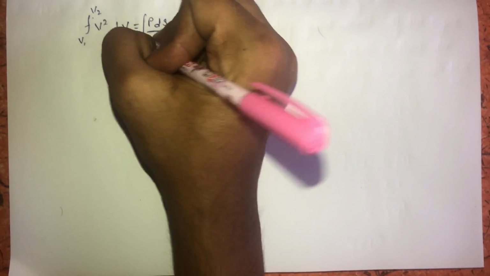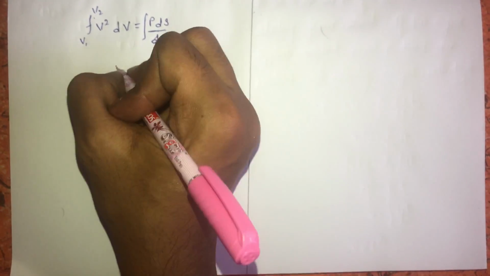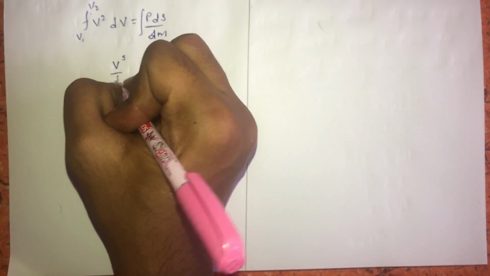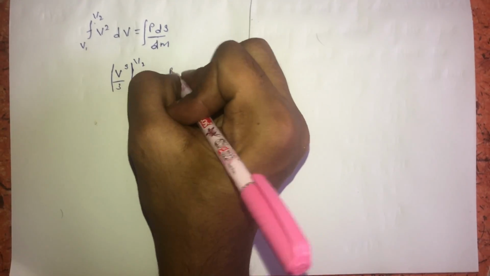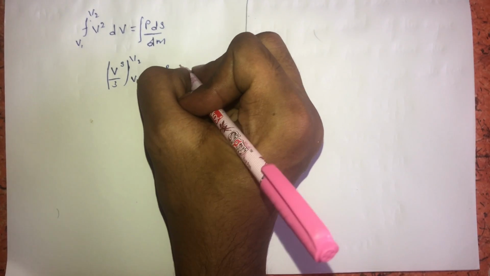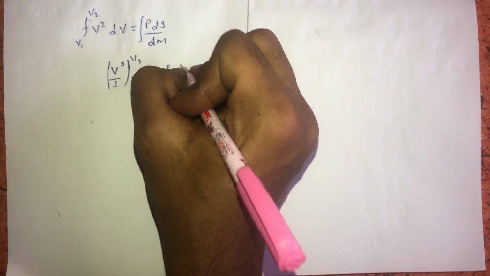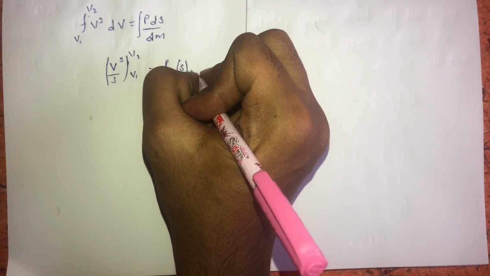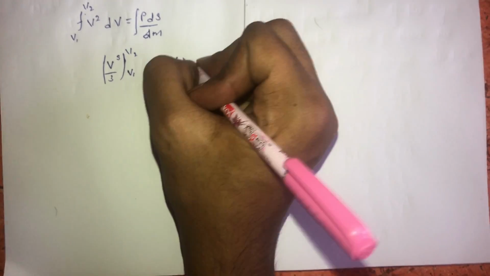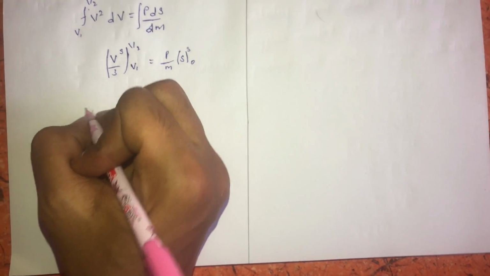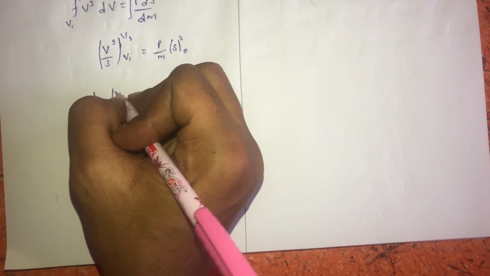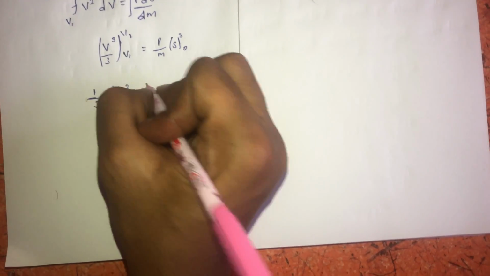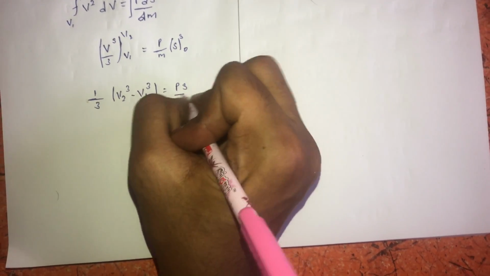Here as velocity changes from v1 to v2, after integration we will get v cubed by 3 from v1 to v2, then P by m as they are constant, integrating displacement from 0 to S. So it will be equal to 1 by 3 times (v cubed minus v1 cubed) equal to PS by m.